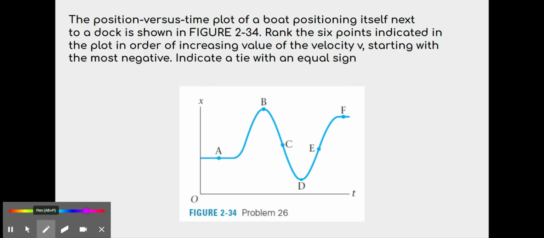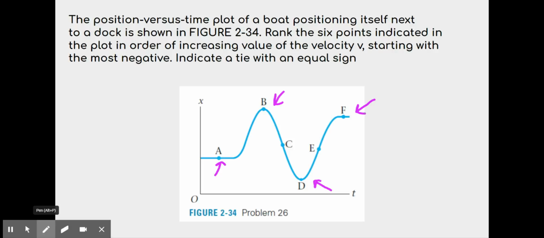You should immediately notice that there are a few points on this graph that are going to have a value of 0. So these points will have a velocity of 0. We see one here, here, here, and here. So A, B, D, and F are all going to have values of 0.